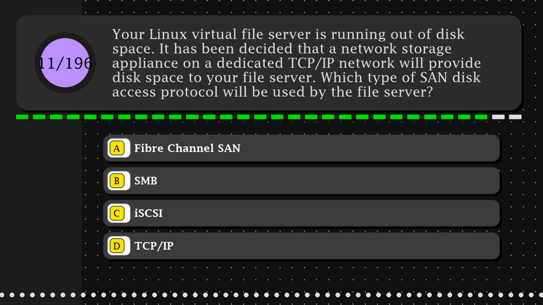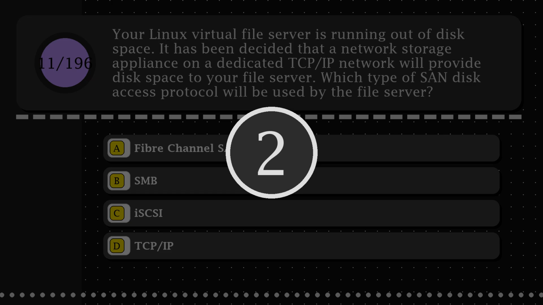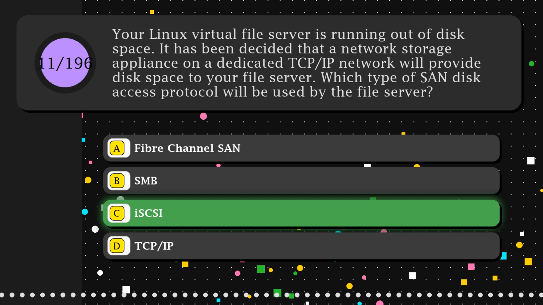Question 11. Your Linux virtual file server is running out of disk space. It has been decided that a network storage appliance on a dedicated TCP/IP network will provide disk space to your file server. Which type of SAN disk access protocol will be used by the file server? Option A, Fibre Channel SAN. Option B, SMB. Option C, iSCSI. Option D, TCP/IP. The correct answer is option C, iSCSI.